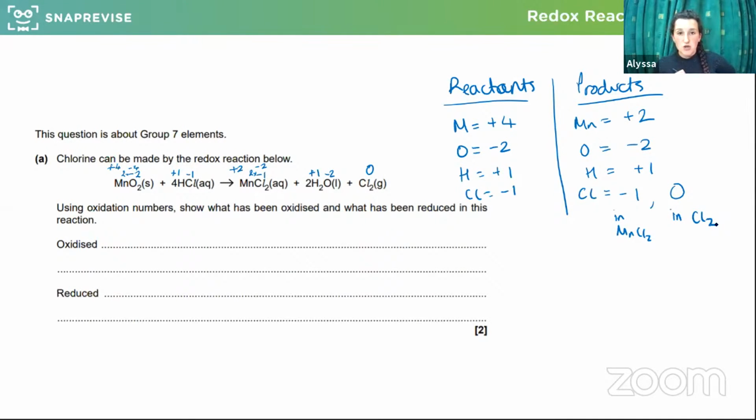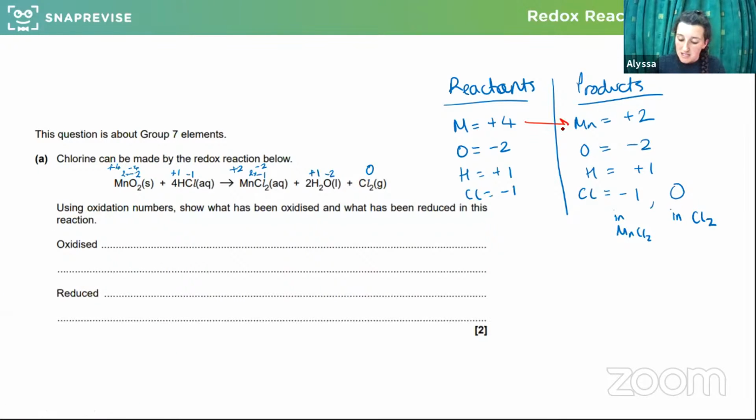So chlorine actually has 2 oxidation states in the products. The 2 different products involving chlorine have different oxidation states. The chlorine has a different oxidation state in each of them. Yeah, exactly. It's twice in the products. Yeah, that's a complicated thing to say, that is. Lovely. So what's happened then? What has been oxidized? What has been reduced?